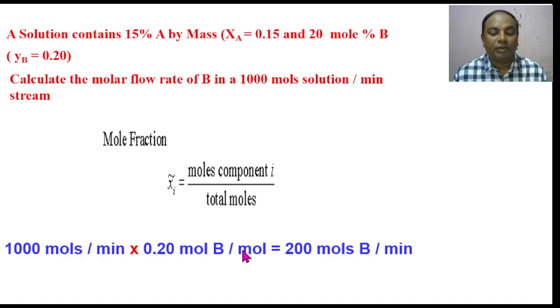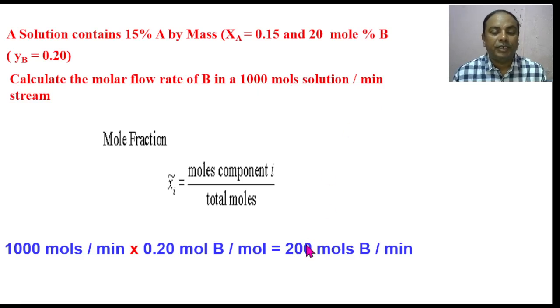Similarly, you can calculate the moles of B in 1000 moles of solution. This comes out to be 200 moles of B present in 1000 moles of solution, and it is also coming into the process at the same rate as the total solution.